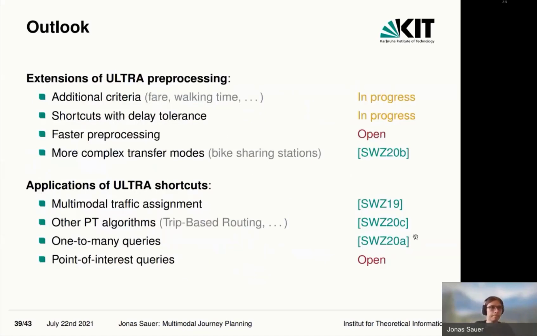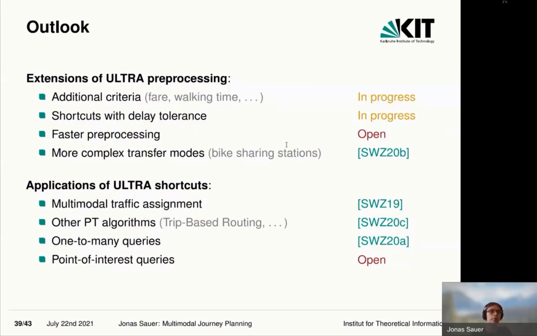Okay, that's about it for multimodal route planning. So just a quick outlook. We're still working, or we have been working over the past 2 years, on extending the ULTRA approach further. One thing is that so far we only optimize 2 criteria. So we want to extend that to more criteria and also to more and different transfer modes. We already looked at bike sharing stations.